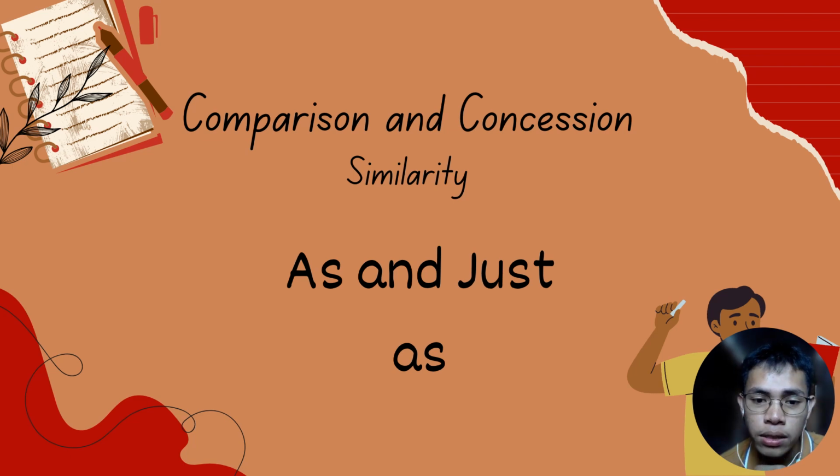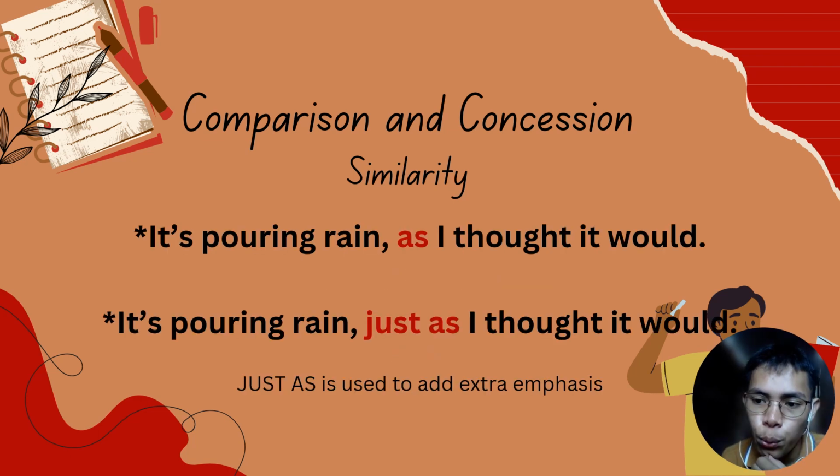Now for comparison and concession, in terms of similarity, as and just as are what we use. We can use as to state that the two ideas are similar. Also, if you want to add extra emphasis to a statement, you can use just as. So we can say, it is pouring rain as I thought it would. Now, if we want to add emphasis, it is pouring rain just as I thought it would.